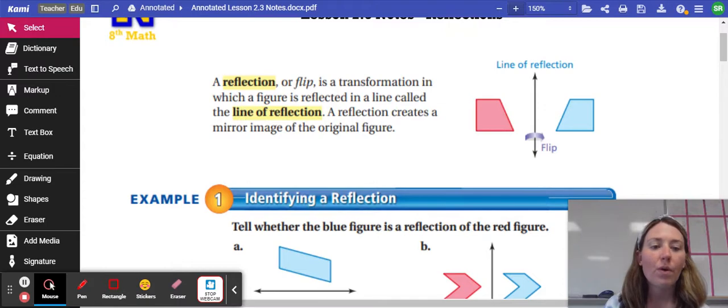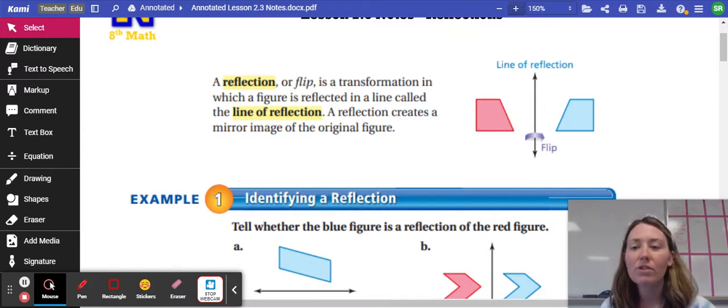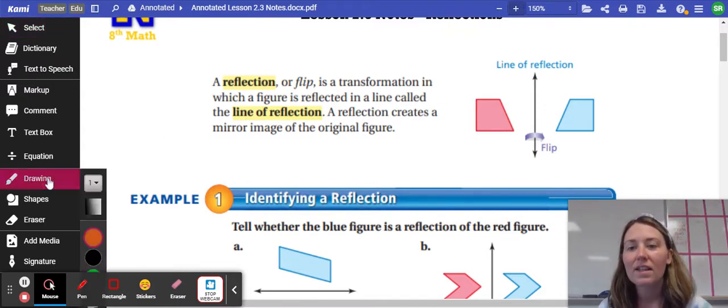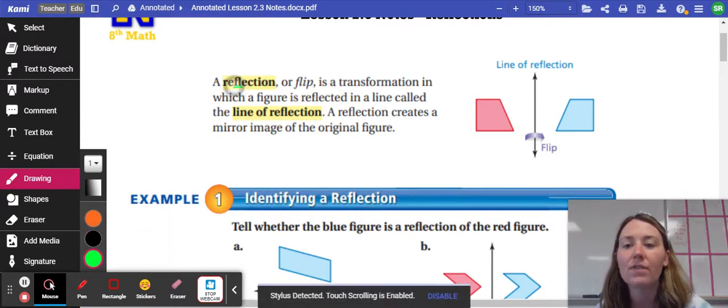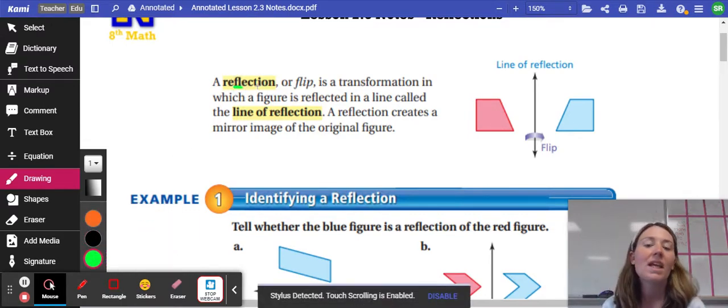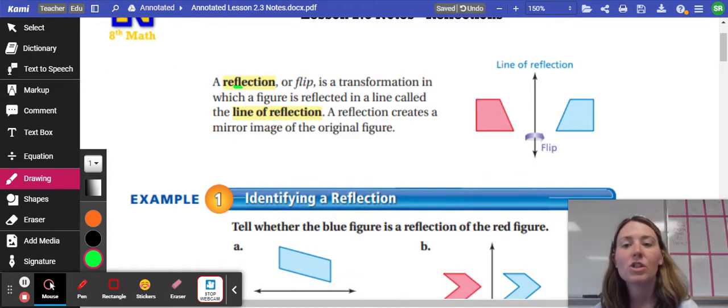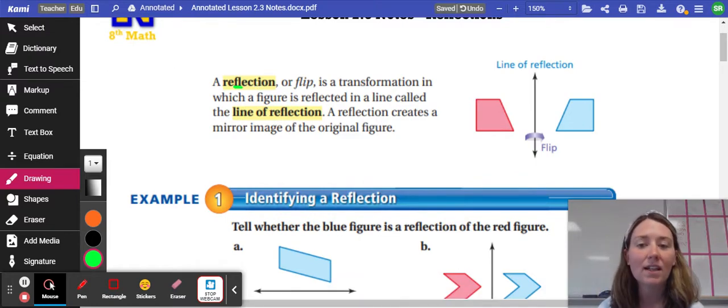A reflection or a flip, just a reminder that you can capitalize the FL in reflection to remind yourself that this is a flip. It is a transformation in which a figure is reflected in a line called the line of reflection. A reflection creates a mirror image of the original figure.